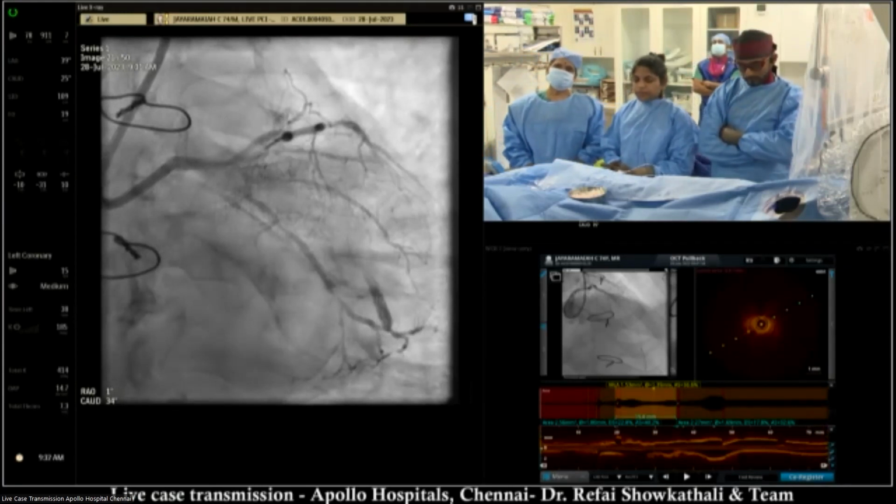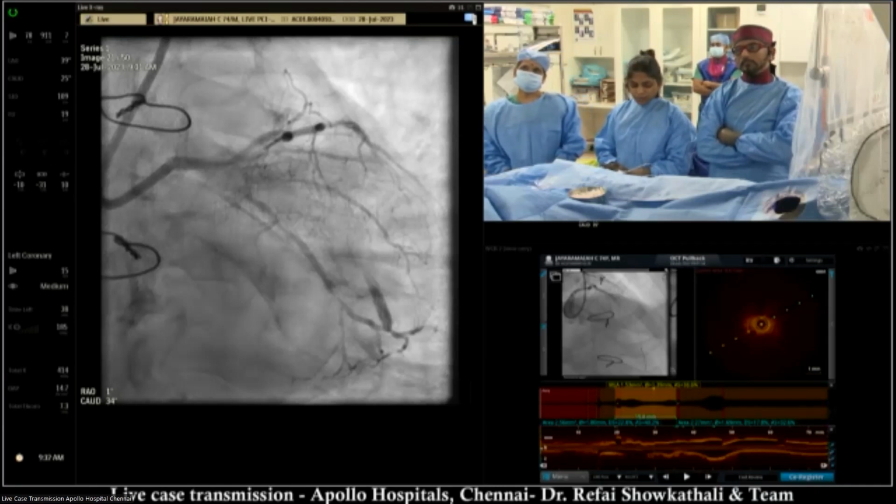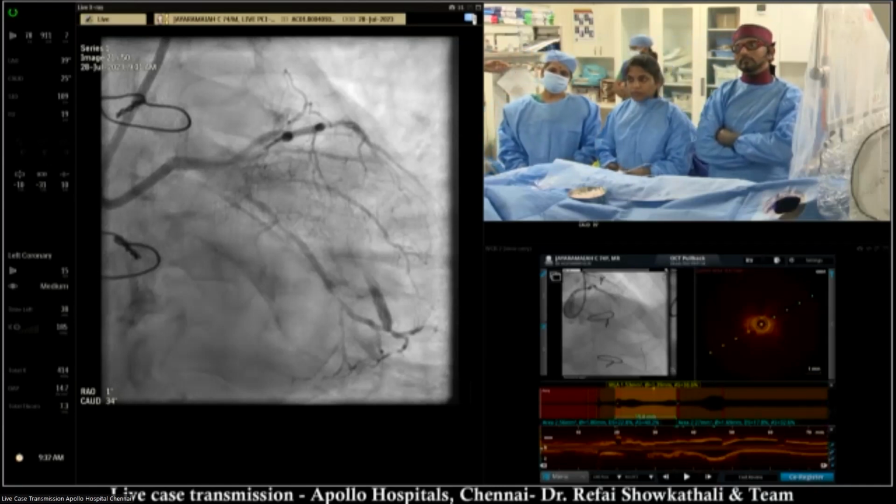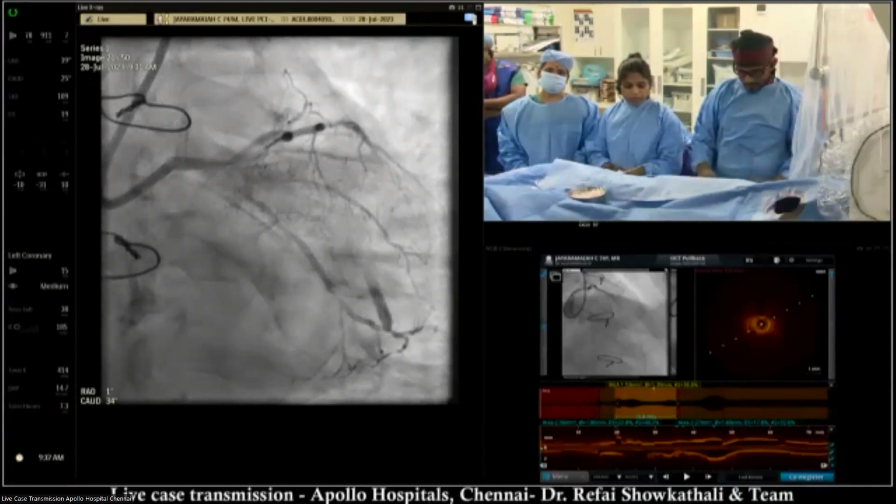All right. So I agree with the plan that we first do imaging, and then decide how to approach this. Is that right, Dr. Parikh and Pratap? Actually, he has already done OCT.